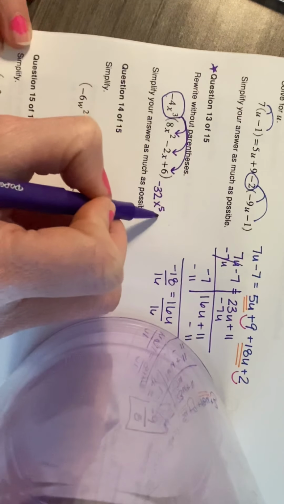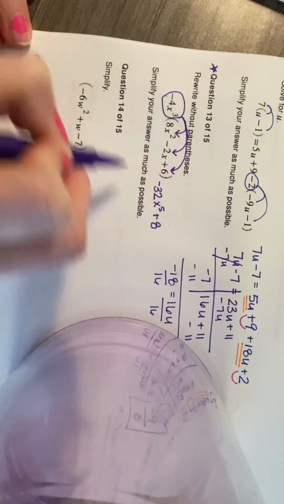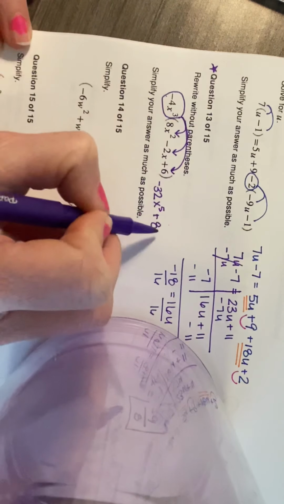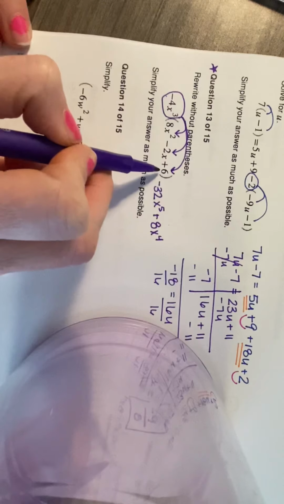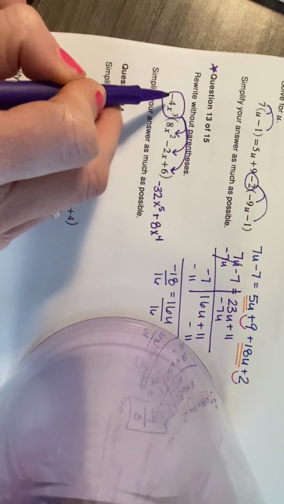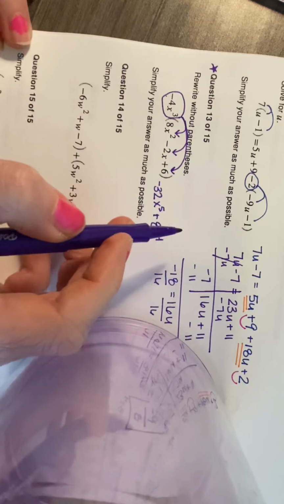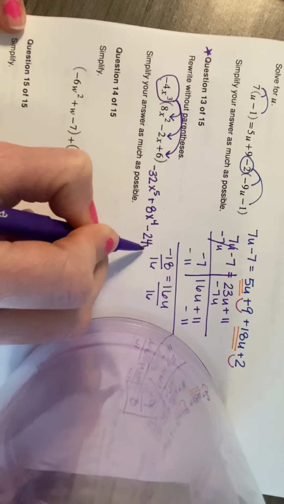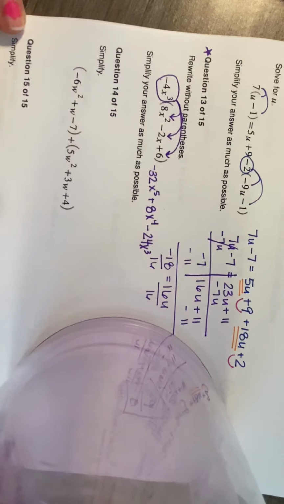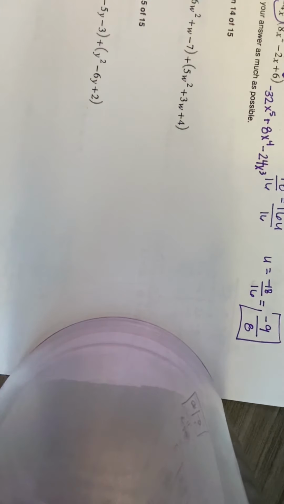Negative times a negative is going to give you a positive. 3 x's, 1 x, that's x to the 4th. And then this guy, we just have to worry about our numbers. So negative 4 times positive 6, that becomes a negative 24x cubed, okay? 14 and 15, I'm gonna set them up vertically for you to solve.